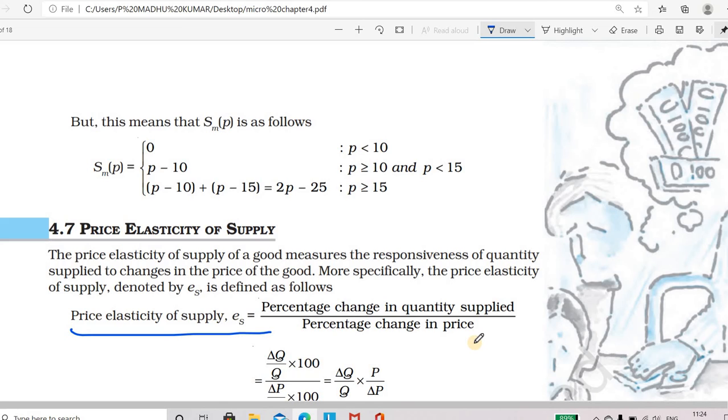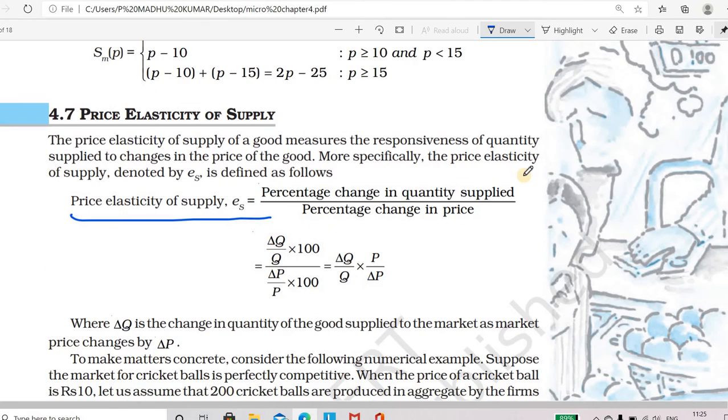Means we need to divide quantity supplied by price. We can write the equation as percentage change in quantity supplied. We can write it as delta Q by Q into 100 divided by delta P by P into 100. We can cancel these 100s and write it as delta Q divided by Q into P divided by delta P. Delta means change in the quantity.